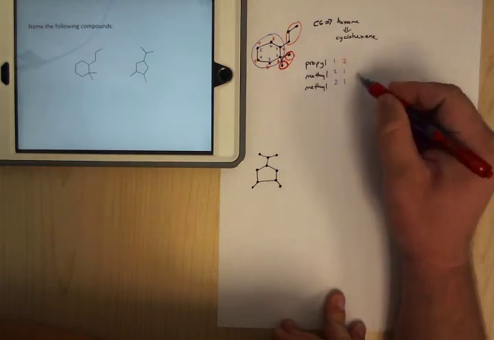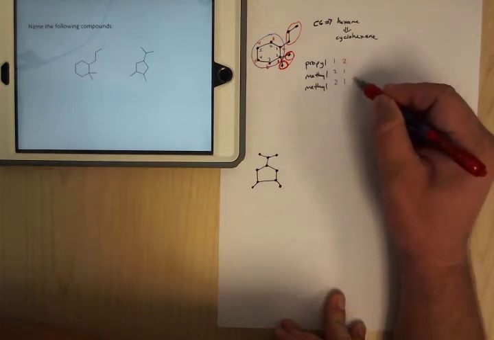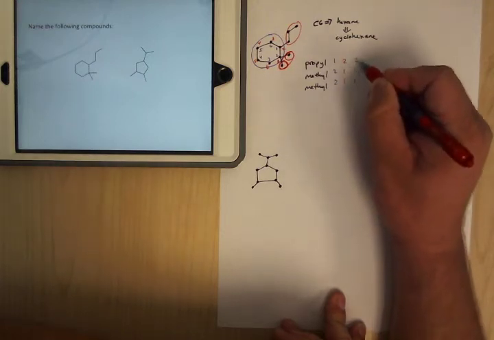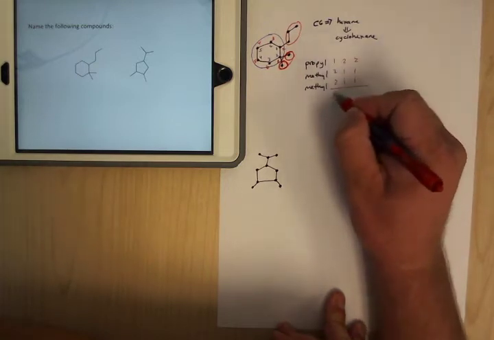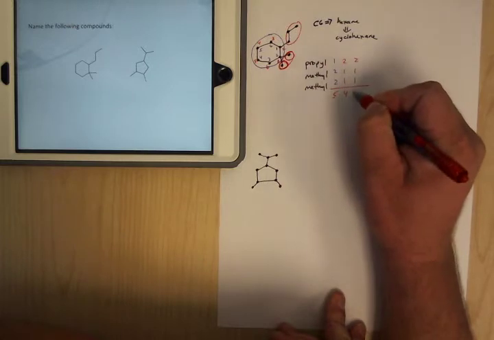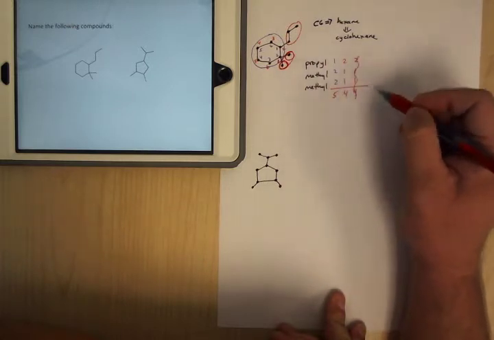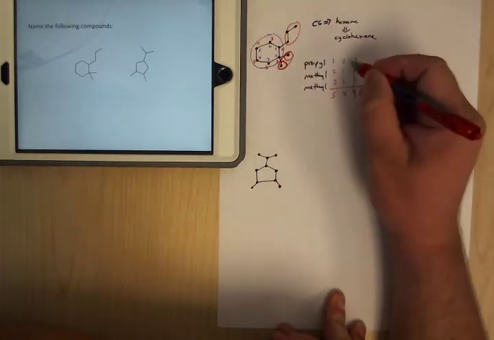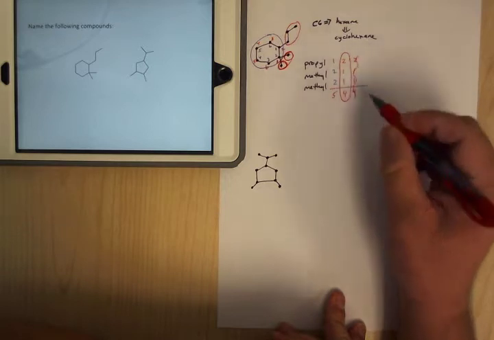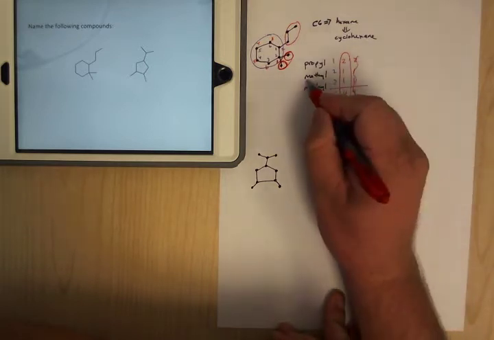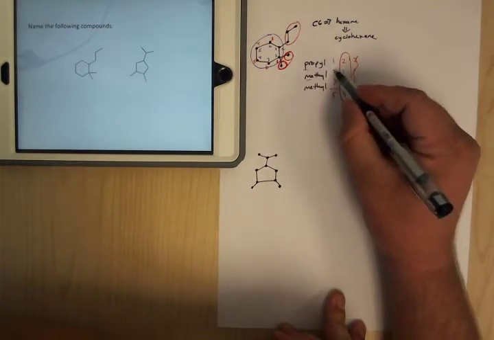Now you should also probably do 1 here, but it would just be 1, 1, 2, because it's the same one. So you come in here, you add them up. So this is 5, this is 4, this is also 4, but really we don't need to worry about that because it's the same in here. When you add them up, it's the lowest number, so these are the numbers you're going to put. Then you say, okay, which comes first, methyl or propyl? Methyl comes first alphabetically. So here we go.